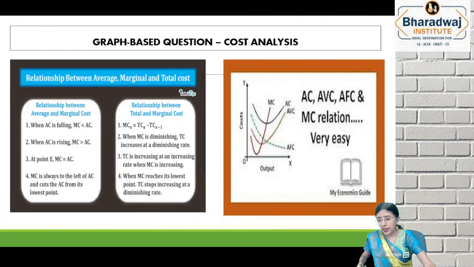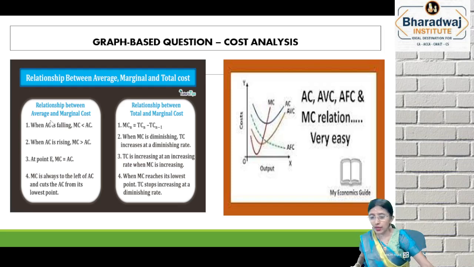Okay. Now, this is an important segment I'm telling you not to miss. That is the relationship between AC and MC. In the class also I was telling you that. They will ask you the relationship between AC and MC. In one particular graph, you have the rectangular hyperbola AFC, you have the AVC, you have the AC. MC will be passing through the minimum point of AC. Mark that. If you want, you can even draw the graph. MC will pass through the minimum point of AC.